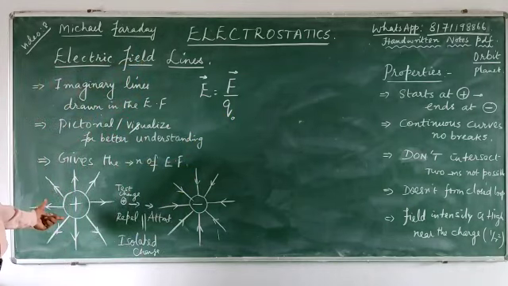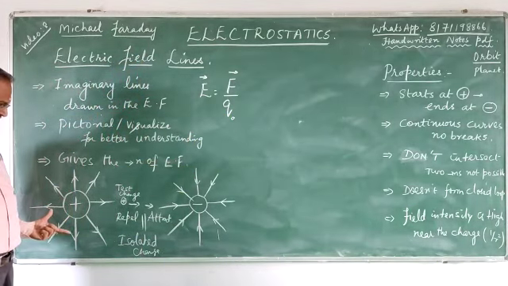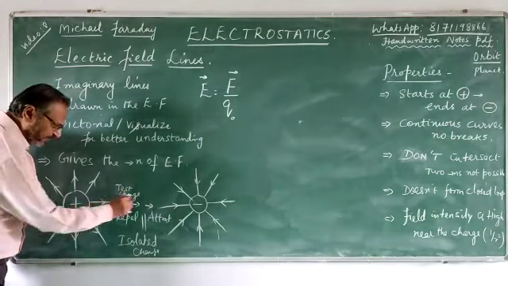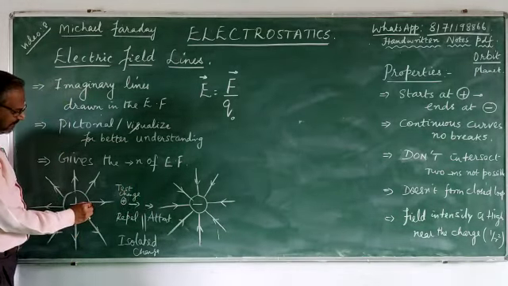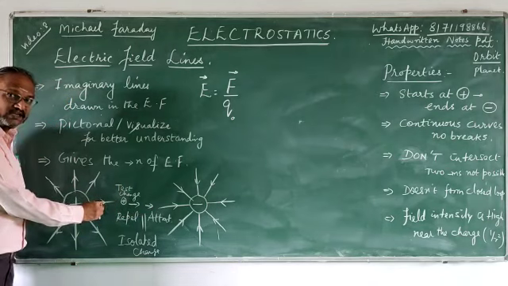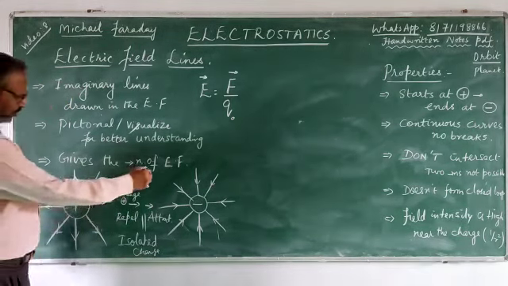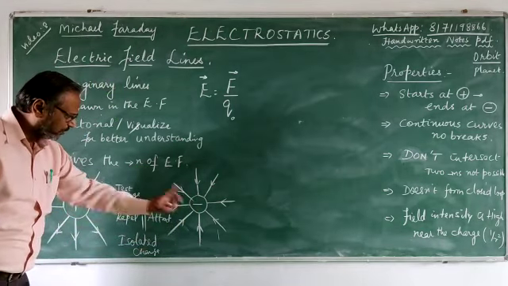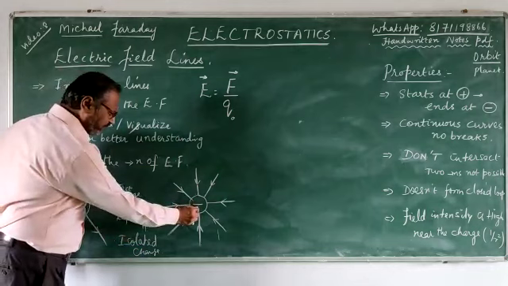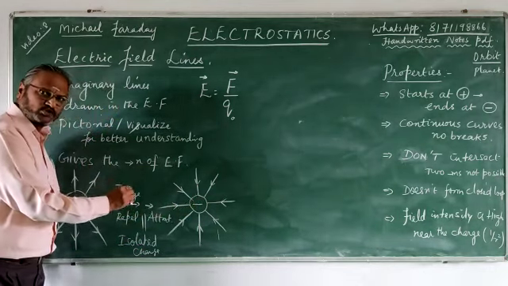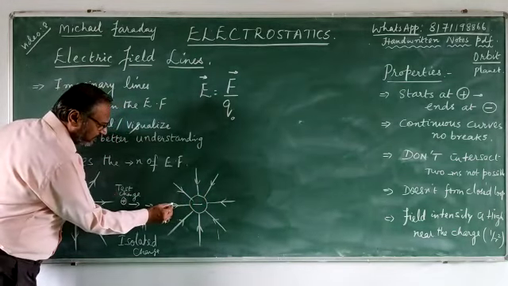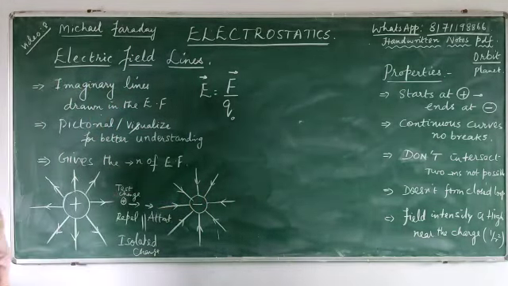Let us take, for example, an isolated positive charge, and this is a positive test charge. Positive being repulsed, the force is acting outward. So I take an imaginary line and draw an arrow mark outward. Now let us go to the negative isolated point charge. Here, it being negative, and the test charge being always positive, it is getting attracted. So the arrow is going to be inward.